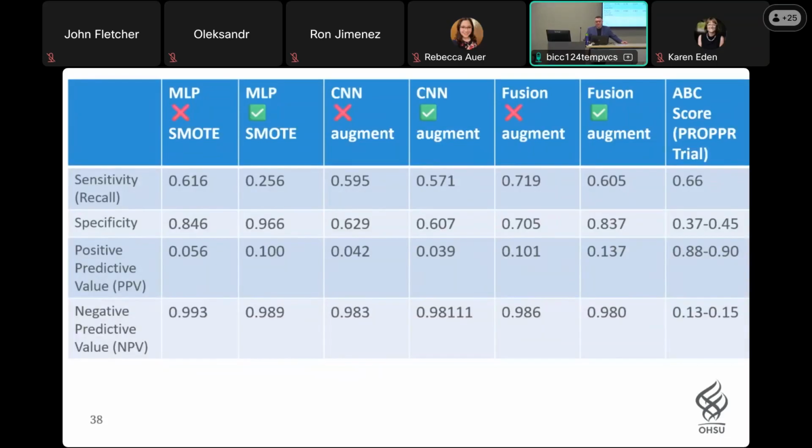And this is my fusion model. I would say the performance compared to the ABC score from the previous slide, sensitivity was similar. Specificity was much better. Now, positive predictive value was much lower, but negative predictive value was much higher. Those, we believe, are related to the class imbalances between my study and the prior study. But sensitivity and specificity, I would say those are pretty good.